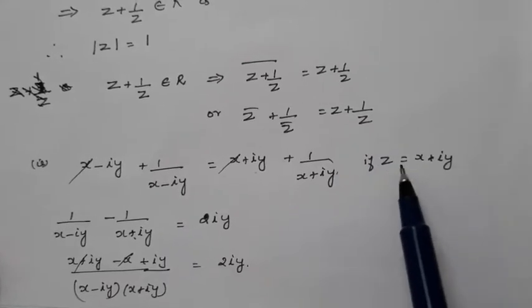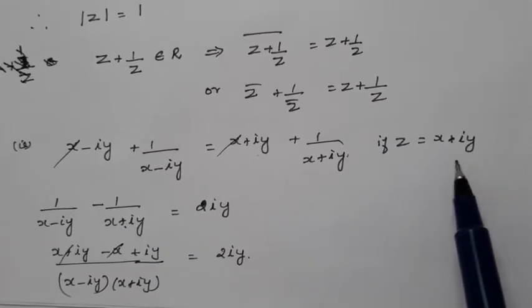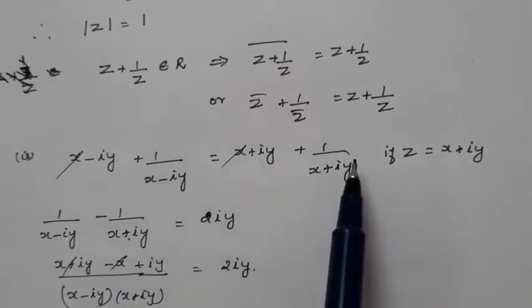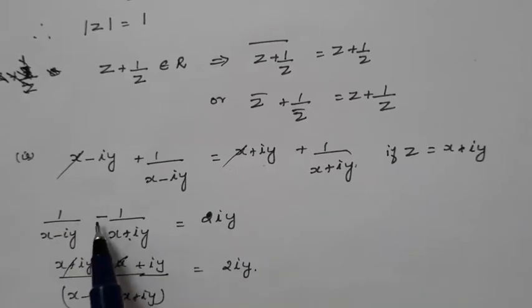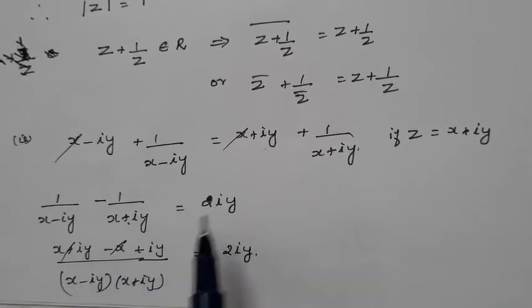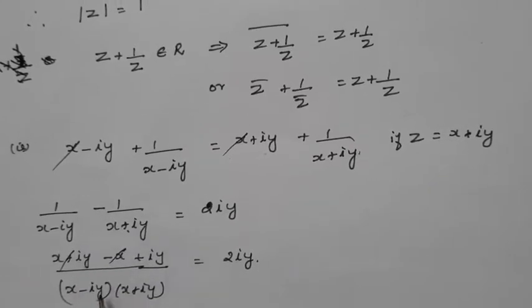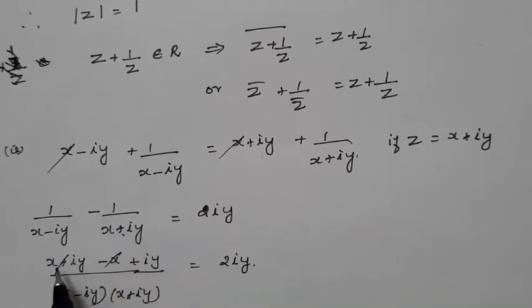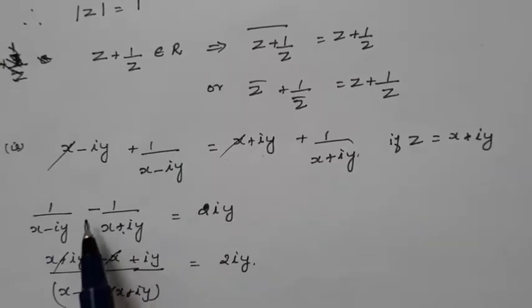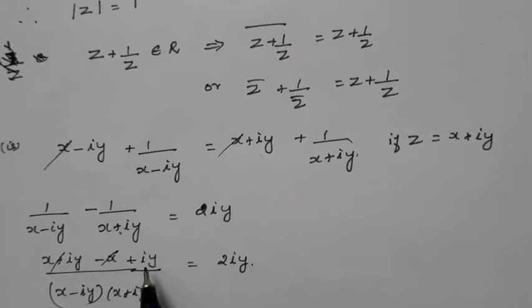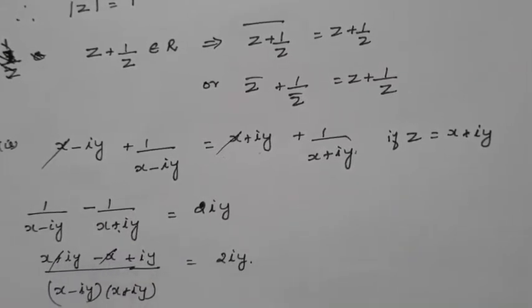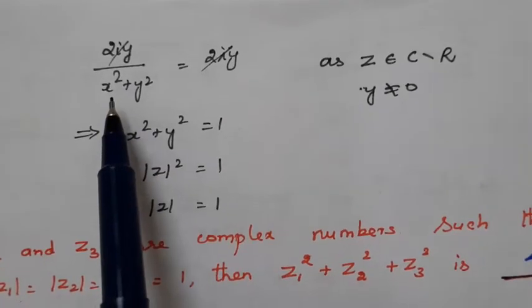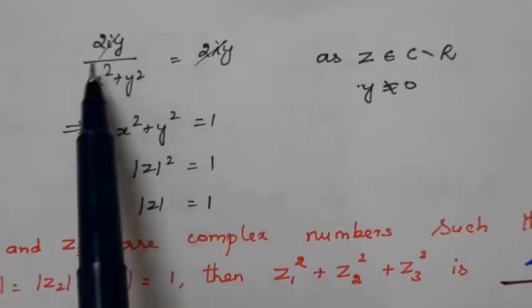That means I have replaced z as x plus iy and its conjugate z bar as x minus iy. Again x and x get cancelled. Moving this term to this side and minus iy to the opposite side, you will have 1 by x minus iy minus 1 by x plus iy equals 2iy. On simplification, the denominator will be the product of these two and the numerator will be the difference of these two. So x plus iy minus x minus iy will become 2iy. Again plus x and minus x get cancelled. So 2iy by x square plus y square is equal to 2iy. So again these two get cancelled.